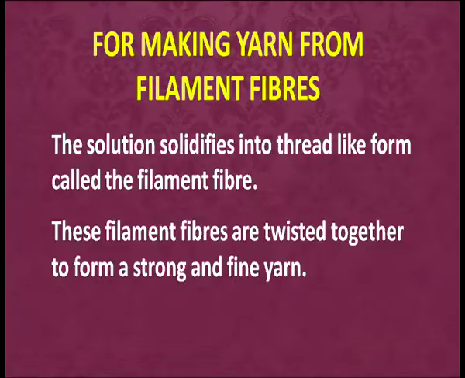Exactly. So these filament fibers are further twisted together according to the need and requirement of the buyer and the manufacturer of the fabric, so that a very strong, firm and durable yarn can be made, by which a fabric can be made later on. So a cotton fiber is made into a cotton yarn, a silk fiber into a silk yarn, a wool fiber into a wool yarn, and a nylon or polyester fiber into a polyester yarn.